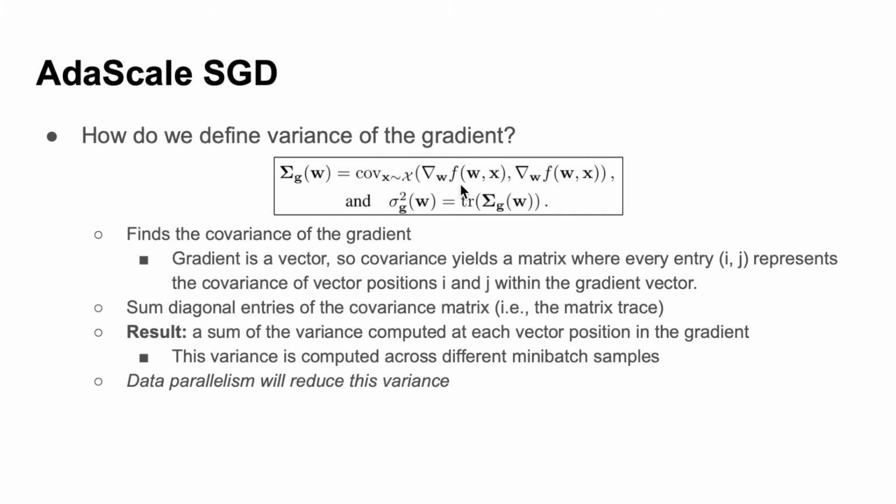Because this gradient of our loss is a vector, this covariance will give us a covariance matrix, which is shown here. To get the variance, which is defined here, we sum the trace of this covariance matrix. So this is basically computing the variance at each vector position in our gradient, and then taking a sum across all the vector positions, thus summing the variance of the gradient at each position. This variance is computed across many different mini-batch samples. And remember that data parallelism, or using larger mini-batches, will reduce the variance of this gradient.